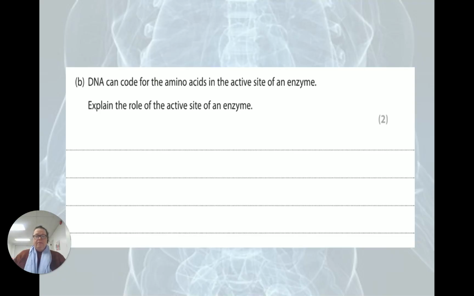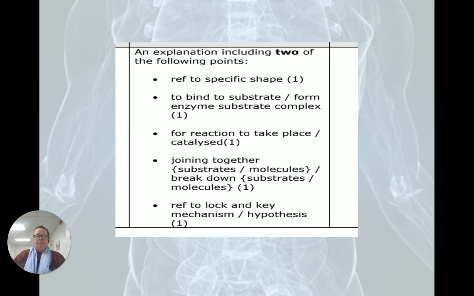Right, hopefully you've had a go. So I have got the mark scheme here. So we need to say something like it's a specific shape where it binds to the substrate, or where the reaction takes place or it's catalyzed. They join together to break down molecules. Or you could mention the lock and key hypothesis. Now you only need 2 of these. Okay, so that's quite a big selection, isn't it?